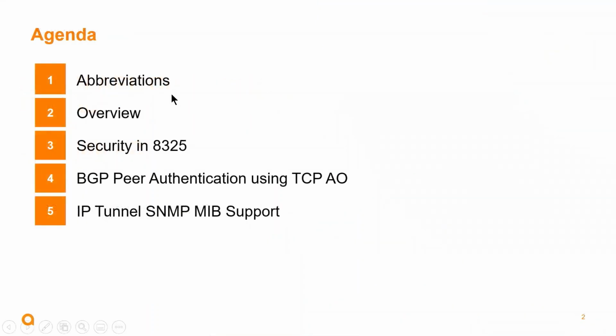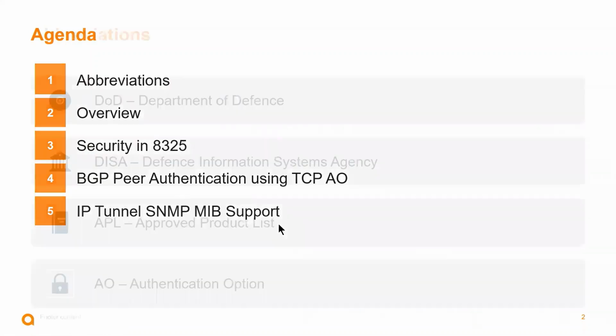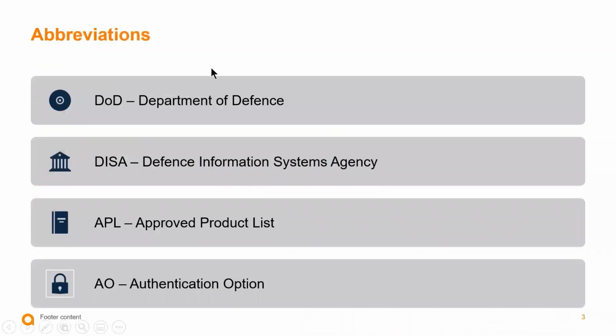As part of today's session, we'll see about the abbreviations involved in this session, overview about DoDin APL certification, and enhancements in 10.11 like security in 8325, BGP peer authentication using TCP AO, IP tunnel, SNMP MIB support. Let's start with the abbreviations. The following abbreviations will be used in this session: DOD, Department of Defense; DISA, Defense Information System Agency; APL, Approved Product List; AO, Authentication Option.